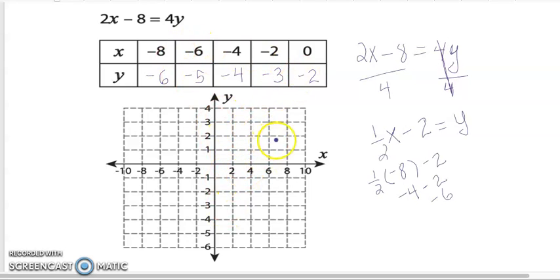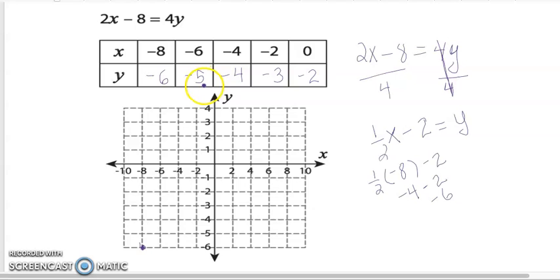So now my table is completed, and I am going to use these numbers to graph here and have my equation graphed, which is going to be a line, a linear equation. So when x is -8, that's over here. Remember, we start with the x, -8. My y is -6. So I'm going to go down to the -6, and then I'm going to put a dot right here. Okay, so here's my first dot.